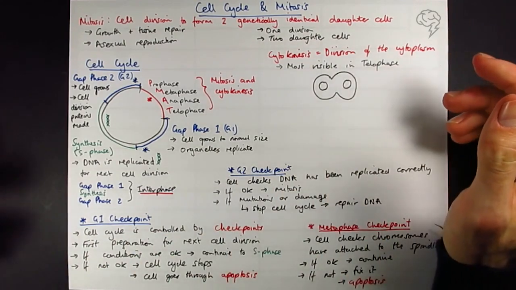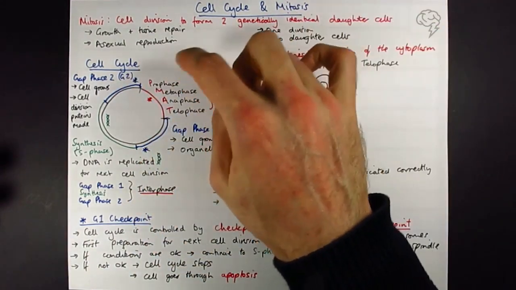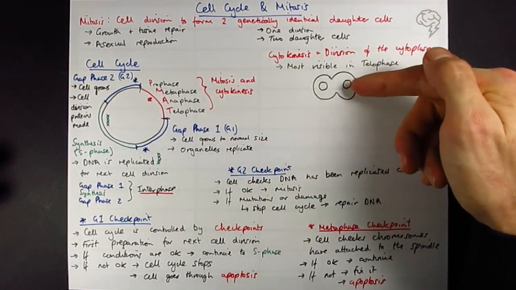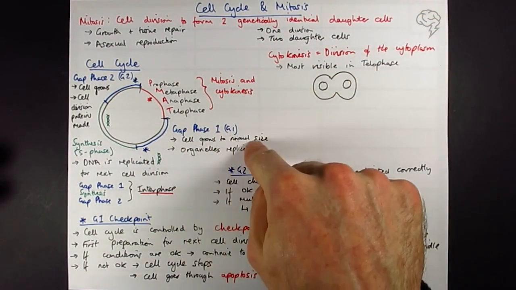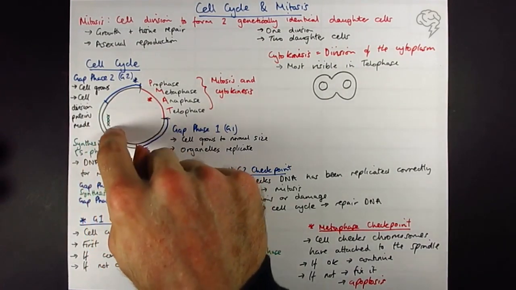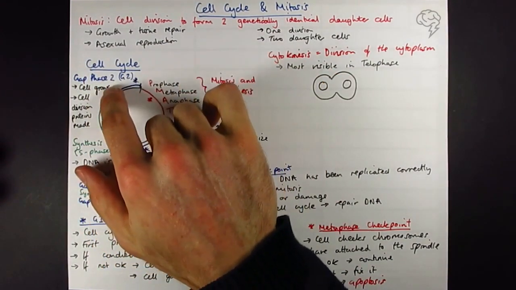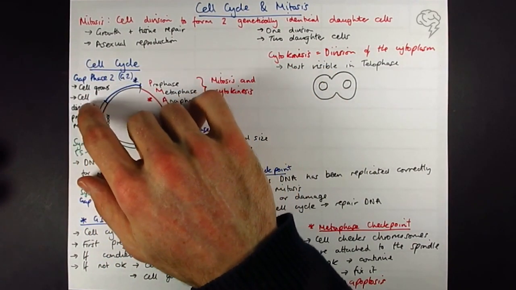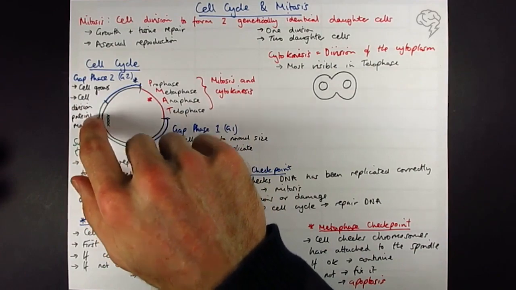Okay, so in summary, if we start with gap phase 1, the cell has just divided, it's small, so the cell grows to its normal size and produces some more organelles so that it can function. Synthesis is kind of when the cell is doing its normal thing, whatever that cell does. If it's an epithelial cell, it's being an epithelial cell. DNA is replicated during S phase. Gap phase 2, it's preparing to divide, so the cell grows a bit more, and the special proteins it needs in order to go through cell division are made.